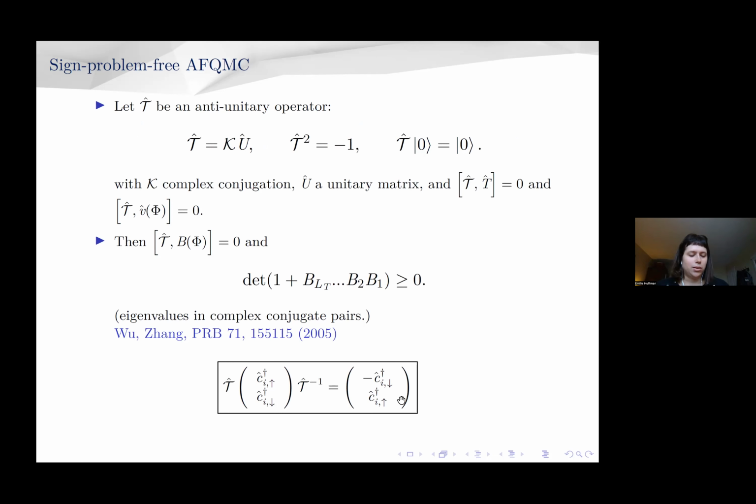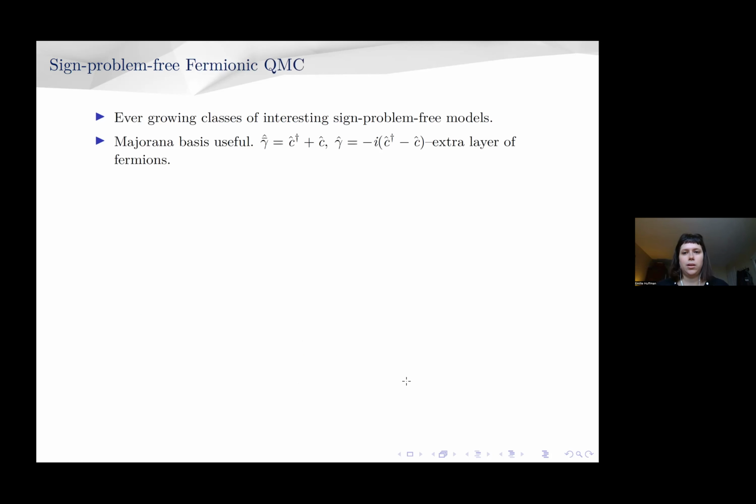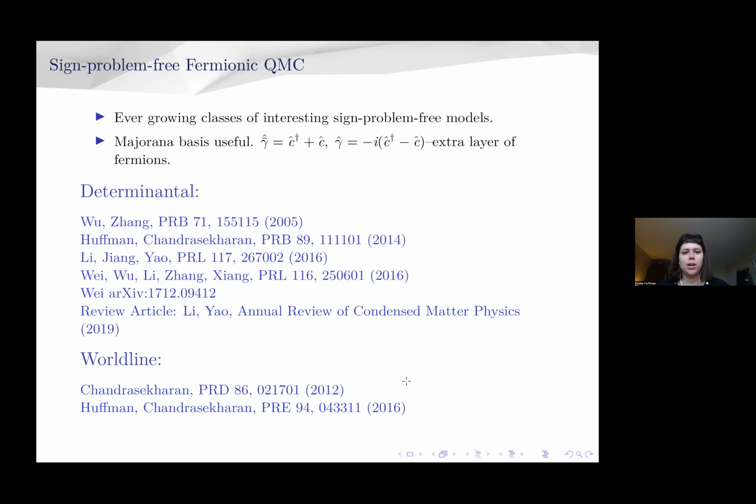Just like we had the spin up and spin down to help us out here, we now have an extra layer of fermions to play with. And so an additional class, or a class expansion, of fermionic models that are sign problem free has been found. So these are some references related to that progress. There's also a review article that summarizes things.